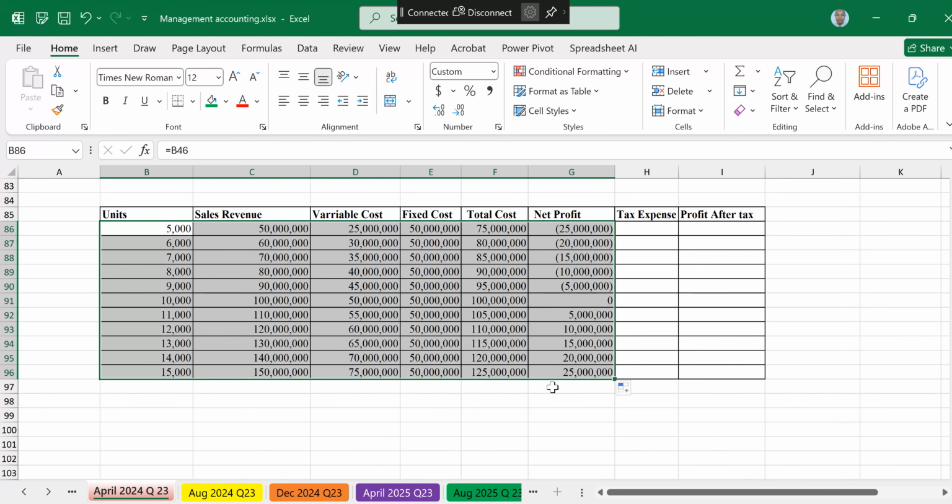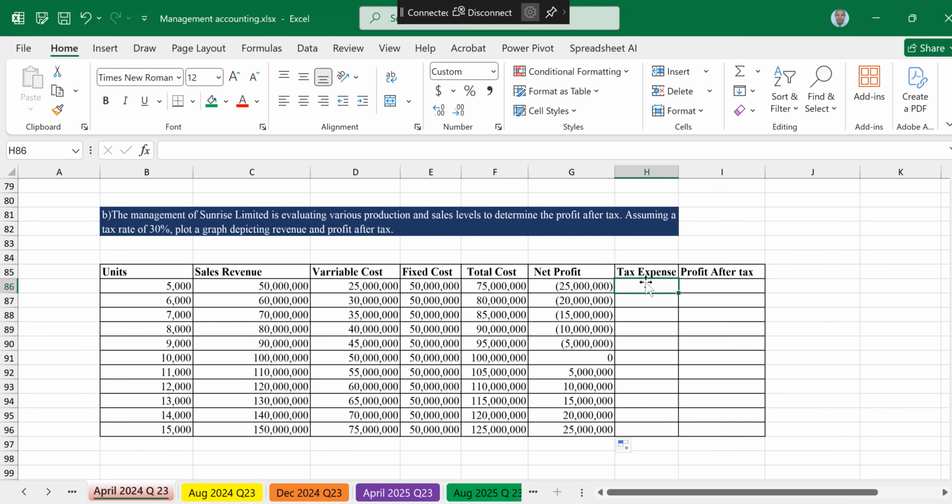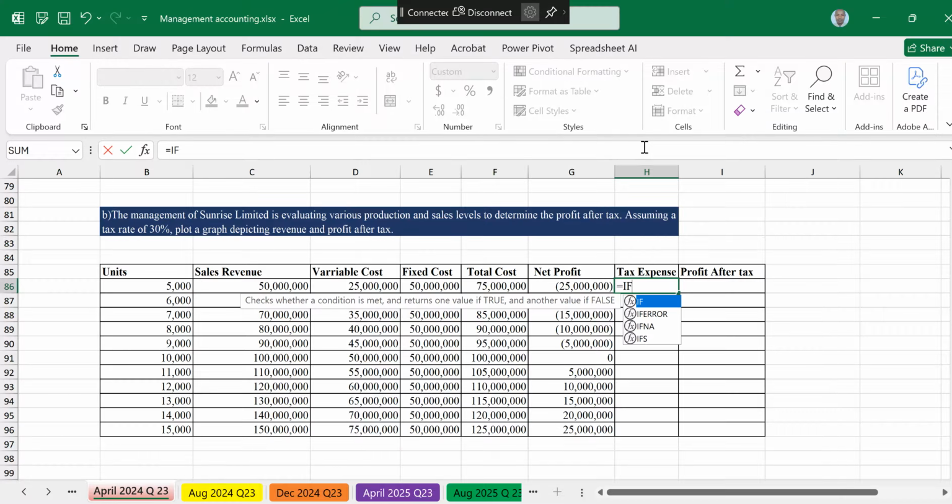That way. So we have up to net profit, then we want to get tax and profit after tax. To compute the tax expense at 30%, we bring in the if statement. One of the applications of the if statement is when you are computing tax. So we start with an equal sign, then if, tab. So equal sign, then if, double click on the if.